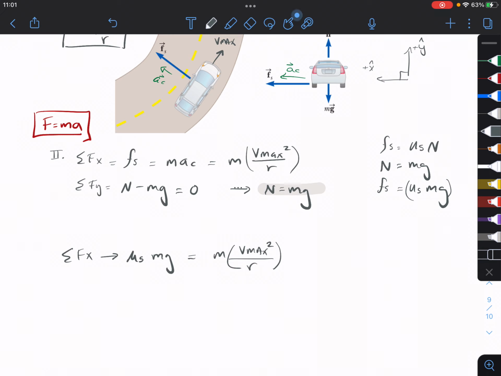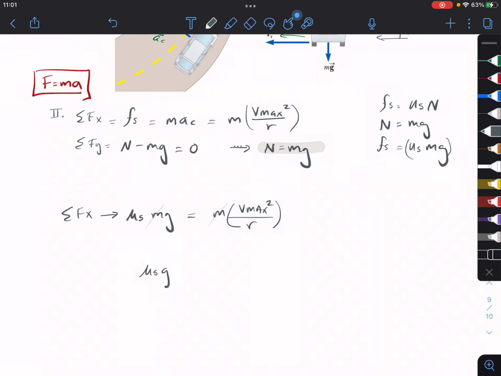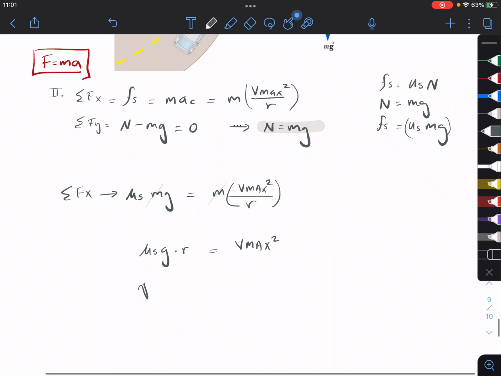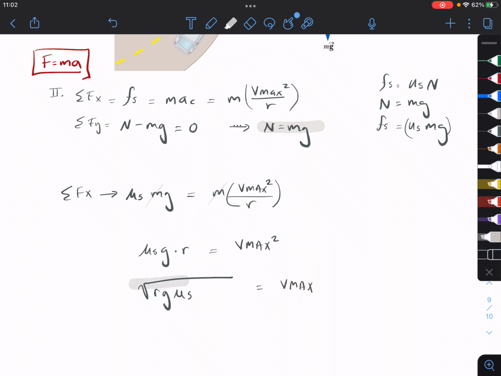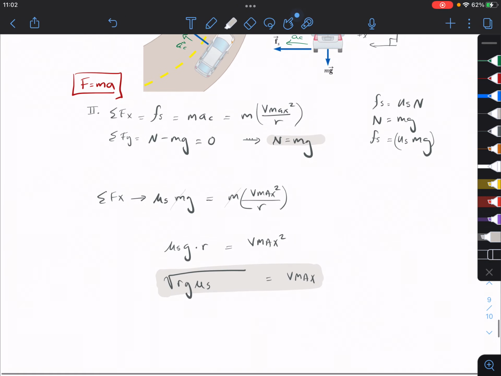Notice that we can cancel out these masses here, which is kind of nice. So then I have mu sub s g, and I'm going to multiply by r, equals V max squared. So if I rearrange this a little bit, the square root of r g mu sub s is equal to V max. Cool. So I was able to simplify and basically get an answer here for things that I can actually solve for.